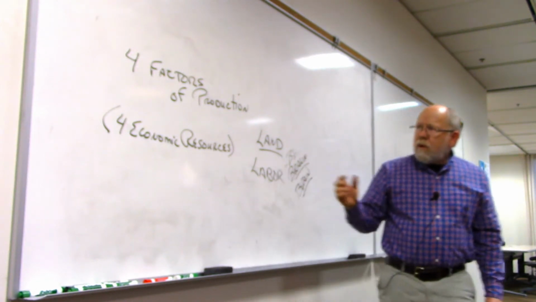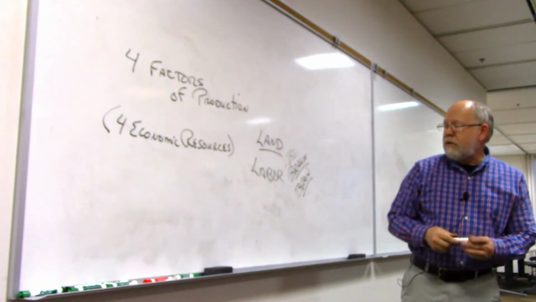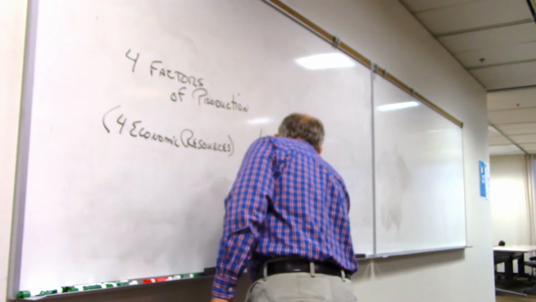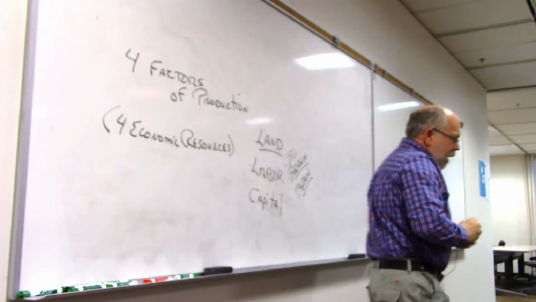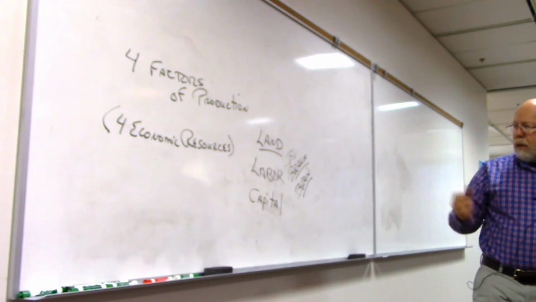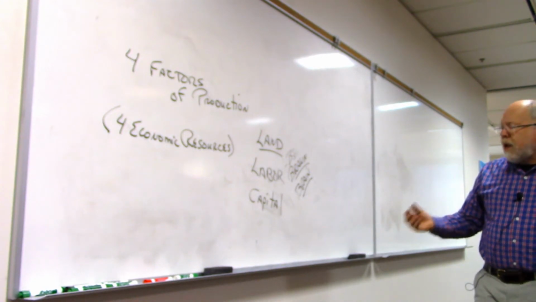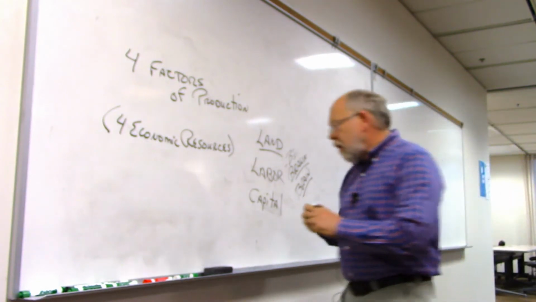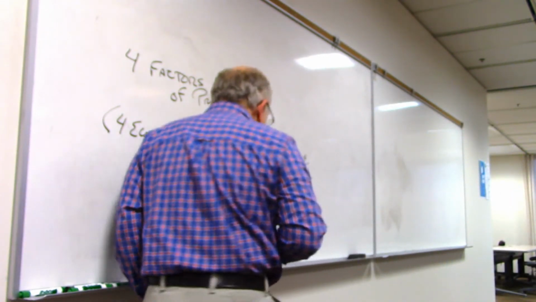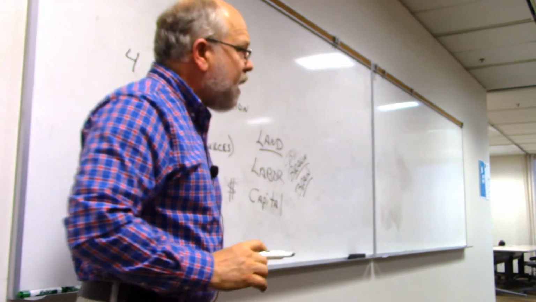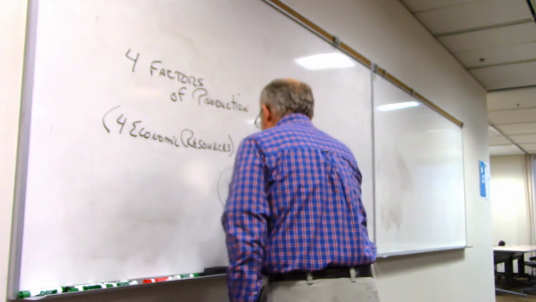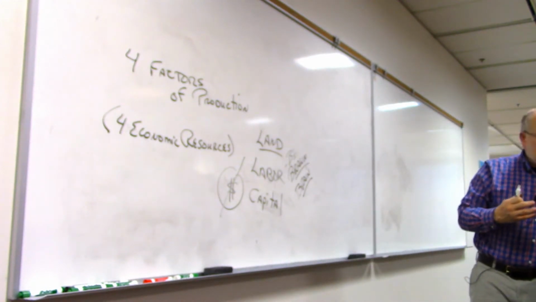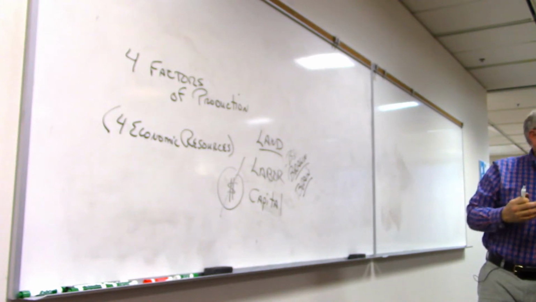The next of the 4 economic resources or factors of production is called capital. Now we have to make a distinction between what capital means in an accounting class and what capital means in an economics class, because if you have the inclination to say, oh, capital, I know what that is, money, then remember, no, verboten, wrong idea. In an economics world, capital is not money.